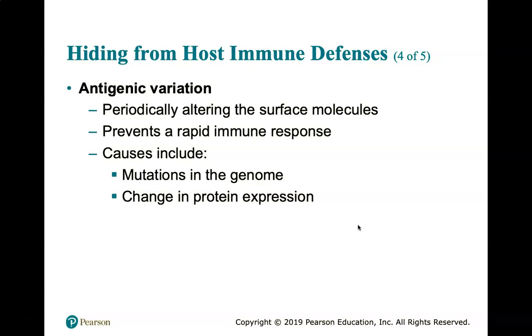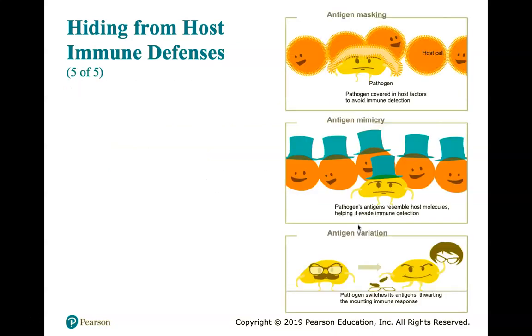So it kind of delays the immune response, because the immune system has to start all over against the unknown antigen. So this is a really, really useful tool for pathogens, and we will talk about antigenic variation when we talk about the flu, the influenza virus.